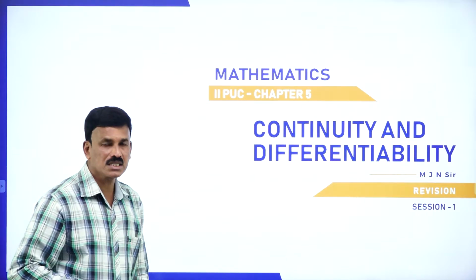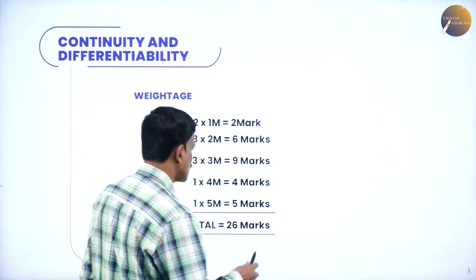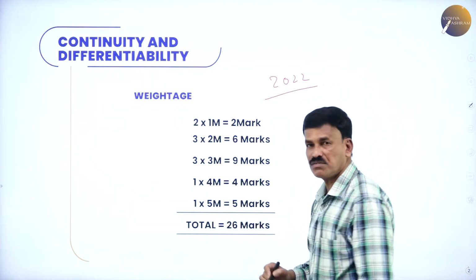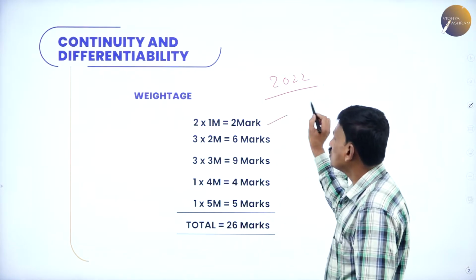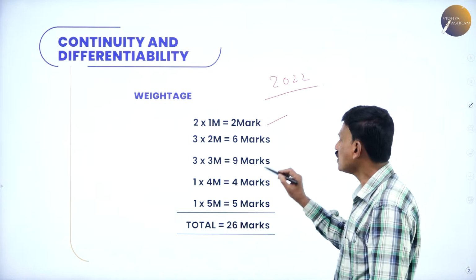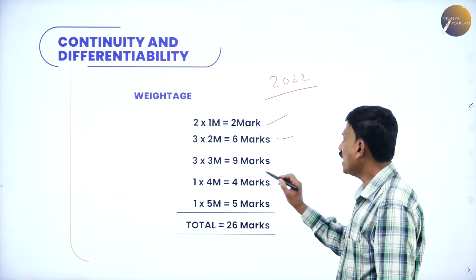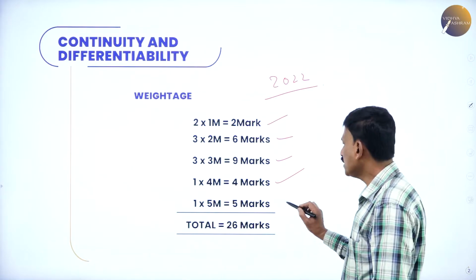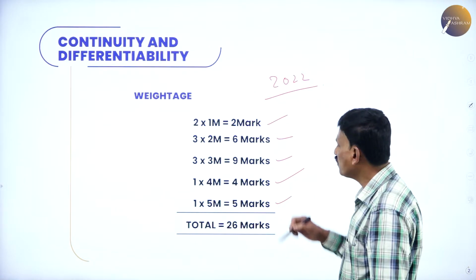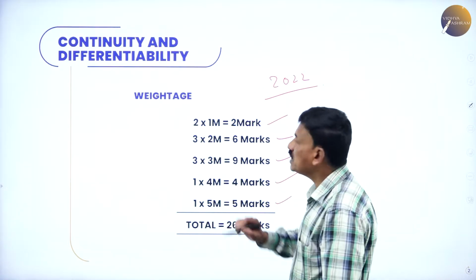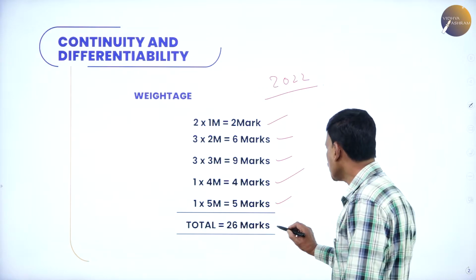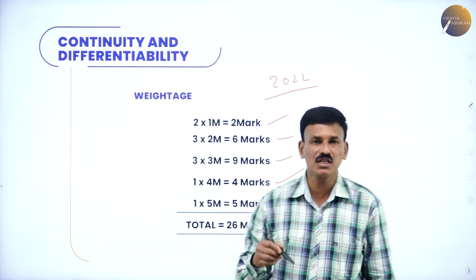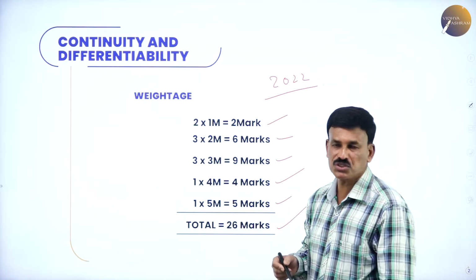Now let me discuss the weightage for this. For this academic year 2022, the weightage is: you will get 2 1-mark questions, 3 2-mark questions, 3 3-mark questions, 1 4-mark question and 1 5-mark question from the first part, that is continuity and differentiability. So the total weightage for this chapter is 26 marks. Practice this chapter, definitely you will get the maximum marks from this chapter.